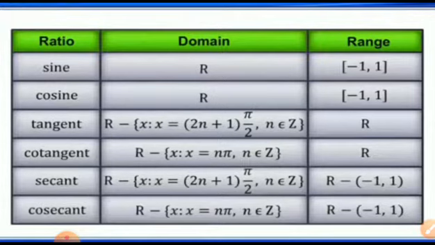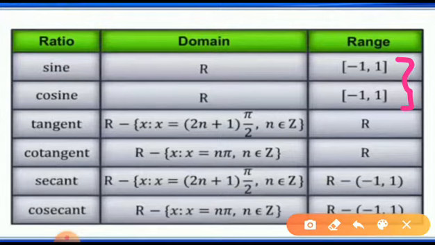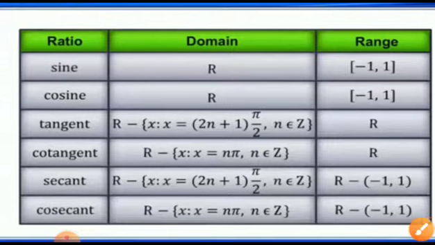Okay, so you can group them: sine and cos have the same domain and range. Tan and cot have the same range. And sec and cosec again have the same range. So you can remember by making the groups.